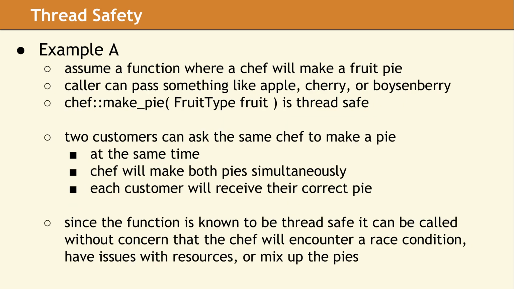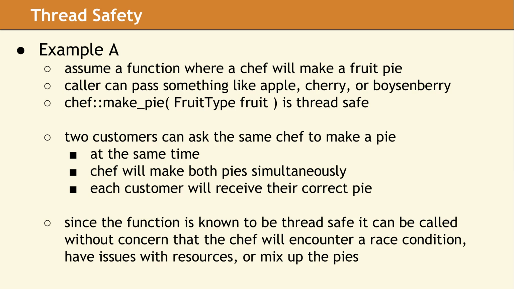This is a theoretical example to demonstrate the abstraction for a thread-safe function. So let's start with a method called makePie, where a chef is passed a type of fruit and he makes the appropriate pie. If this method existed in a single-threaded application, then the chef would take one order, make the requested pie, and hand it over to the customer. There would be no opportunity to have multiple orders and no risk of mixing up the pie orders. This would be slow, inefficient, and not a great way to run a pie business.